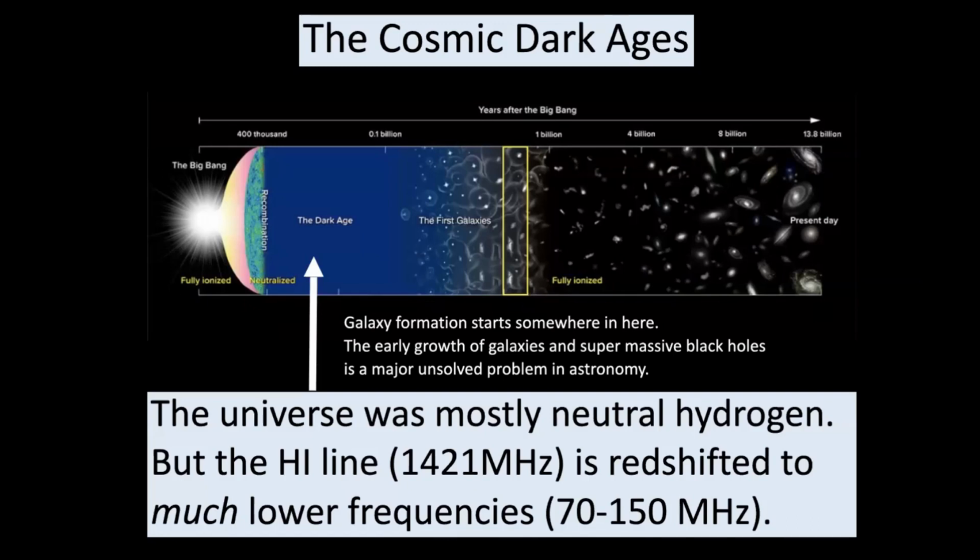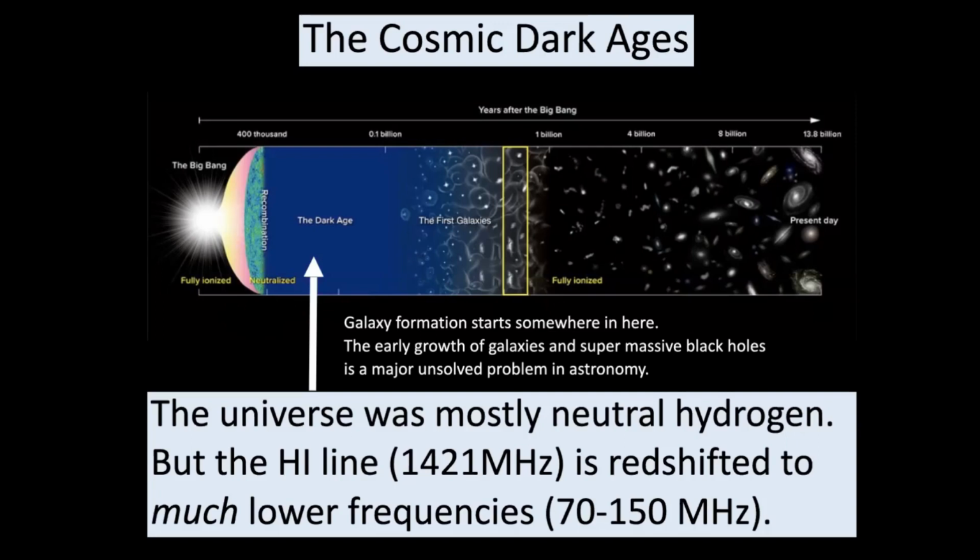And this between the two is where galaxies were forming, and we don't understand how that happens. There are theories, but we can't distinguish between them. And what's known as the dark age is where the universe consisted almost entirely of neutral hydrogen. So what we want to do is look at a spectral line, which normally is a frequency of 1421 megahertz.